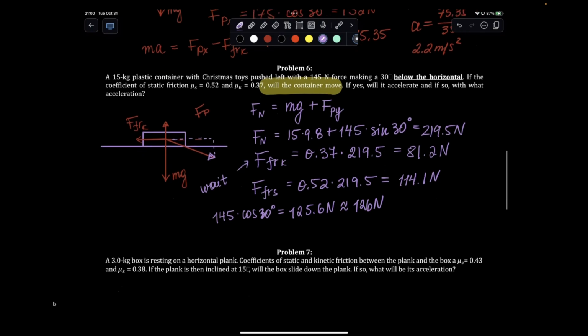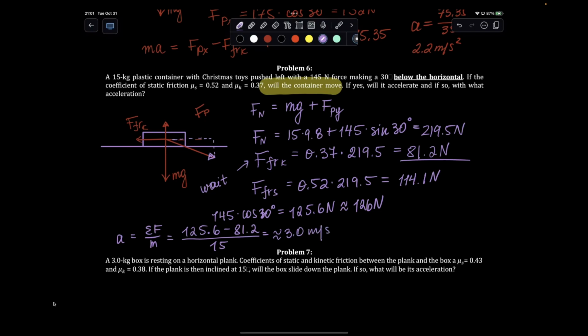So then to find acceleration, it's going to be net force over mass. For net force, I'm going to take my force of pull X, which is 126, and I will subtract my kinetic friction from it. Gets me 2.963 meters per second squared in the direction of your pull.